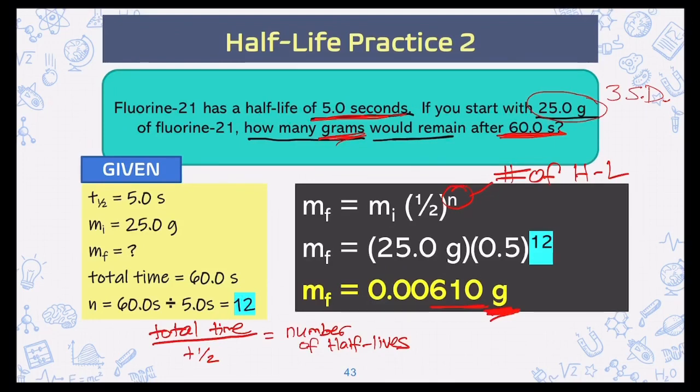Okay, if you wanted to express this in scientific notation, you could simply write 6.10 times 10 to the negative 3 grams. So that's another way you could express your answer.